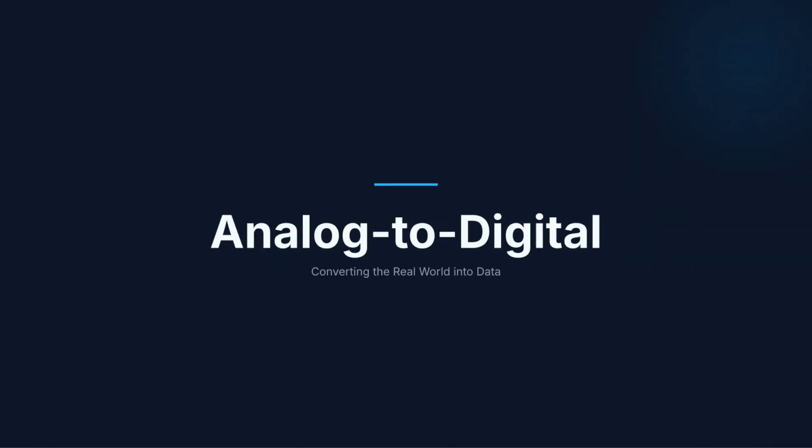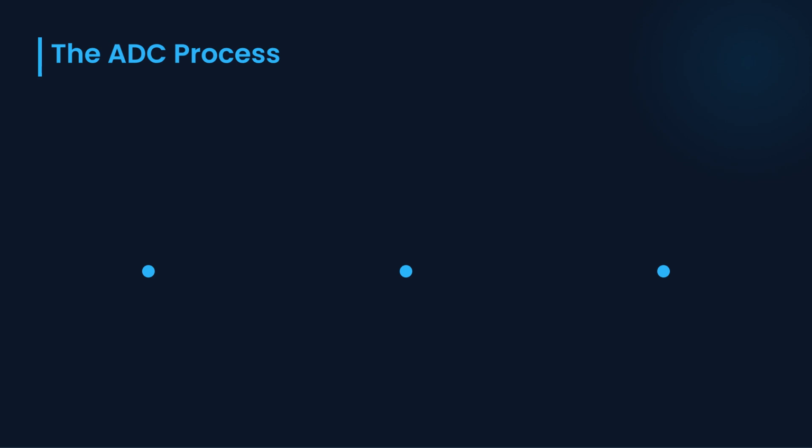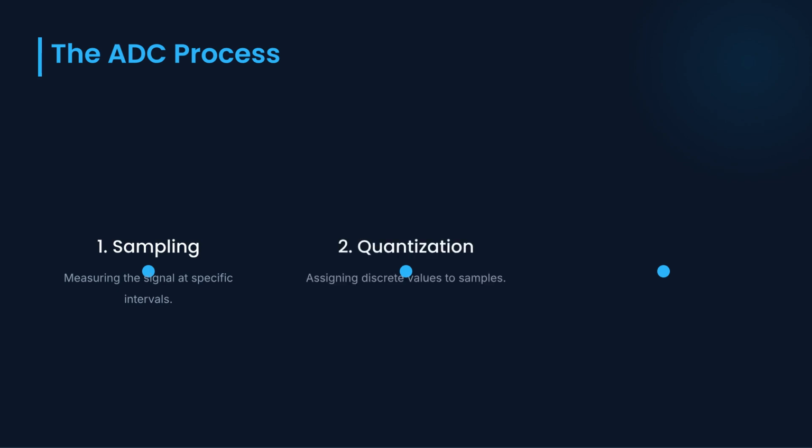Next, we transition to analog to digital conversion, the essential process of converting real-world continuous signals into discrete digital data. The analog to digital converter process has 3 main steps: sampling, which measures the signal at intervals; quantization, which assigns discrete values; and encoding, which converts those values into binary strings.